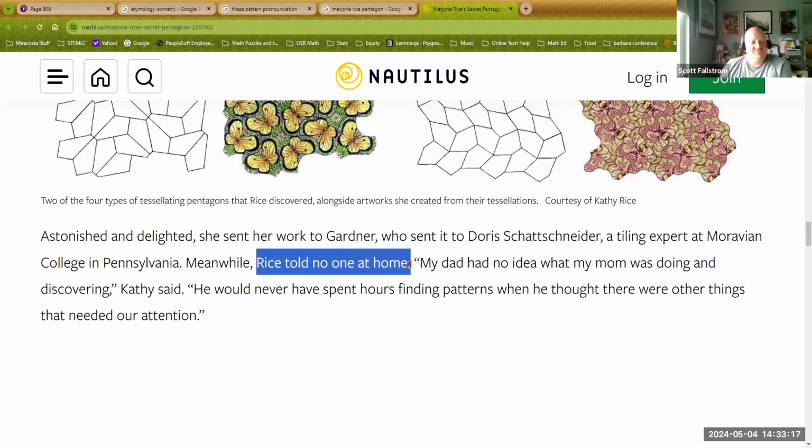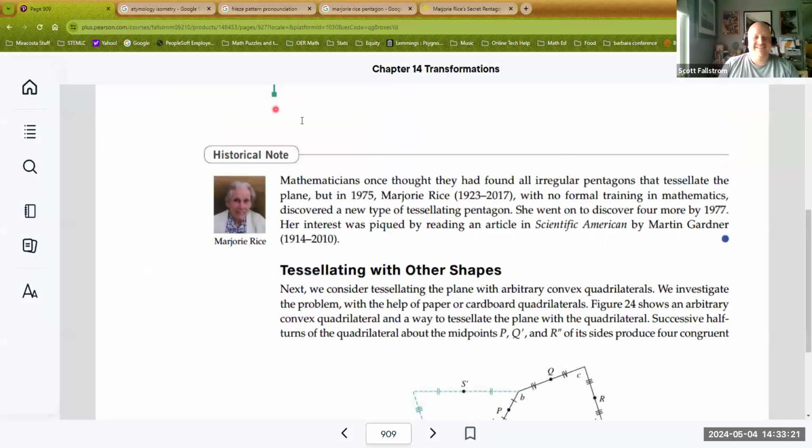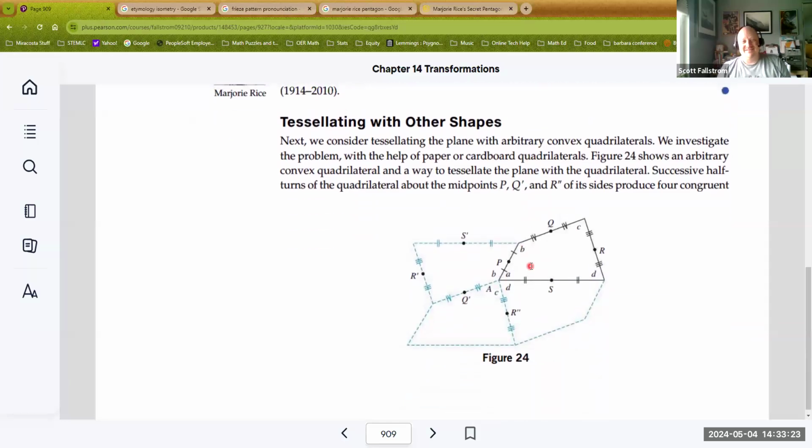Yeah. She never told anyone because she didn't want to get in trouble with her dad. How about that, huh? She's busy creating mathematics and she does this.